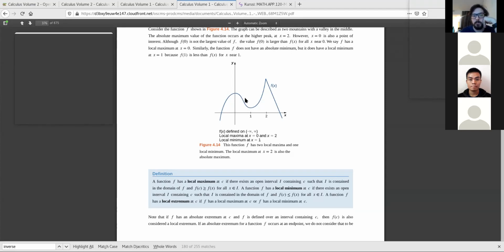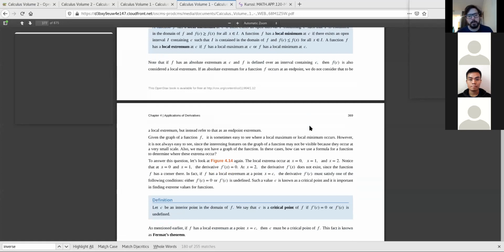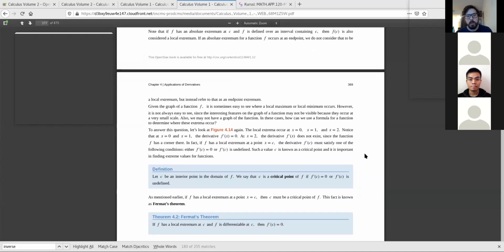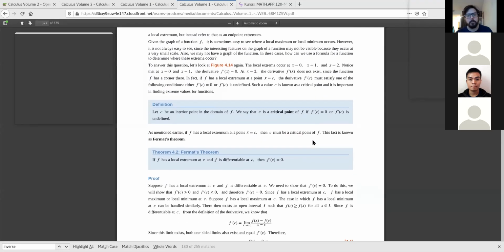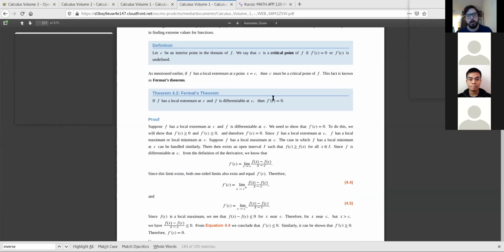Locally, it has a minimum, meaning that we can draw some kind of interval around this point, and it will be a minimum at that point. So local minimum means that if we compress our interval around that point enough, then that will be a minimum. These concepts should be familiar. Again, a critical point is a point where either the derivative is 0 or it's not defined.